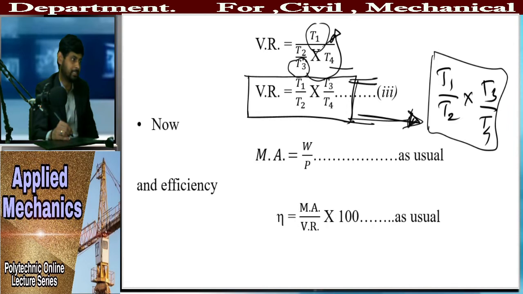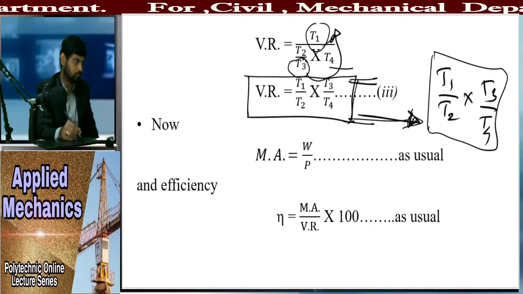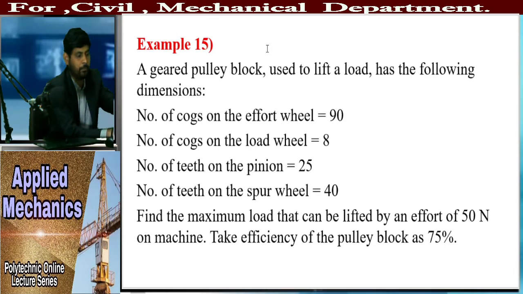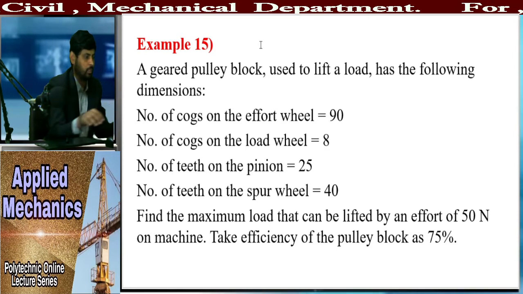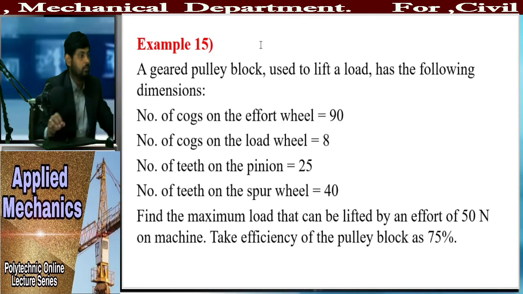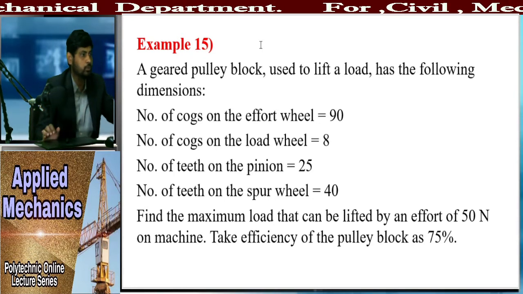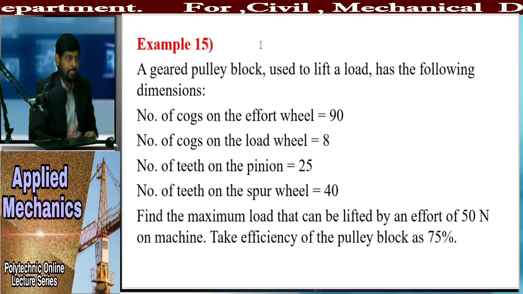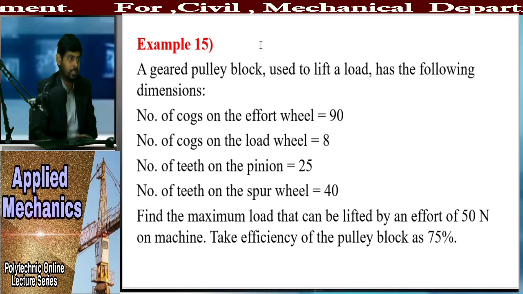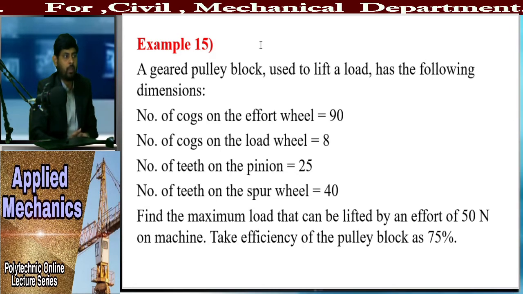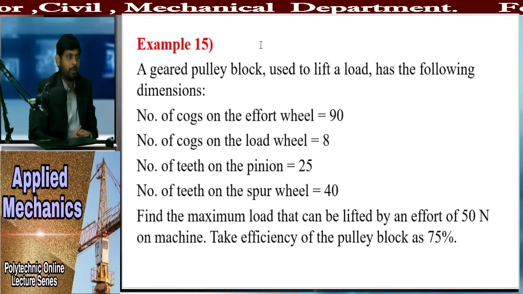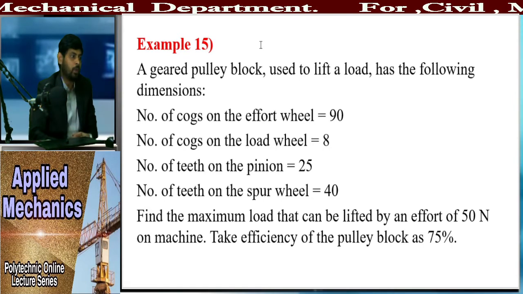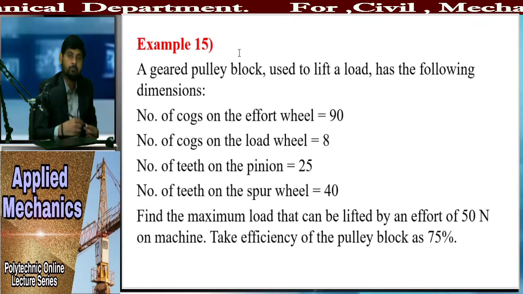So let's discuss the problem here. Problem number 15, this is the last problem of this chapter. Let's see what it says to us. A geared pulley block used to lift a load has the following dimensions: number of cogs on the effort wheel 90, number of cogs on the load wheel 8, number of teeth on the pinion 25, number of teeth on the spur wheel 40. Find the maximum load that can be lifted by an effort of 50 Newton on the machine. Take the efficiency of the pulley block as 75%.